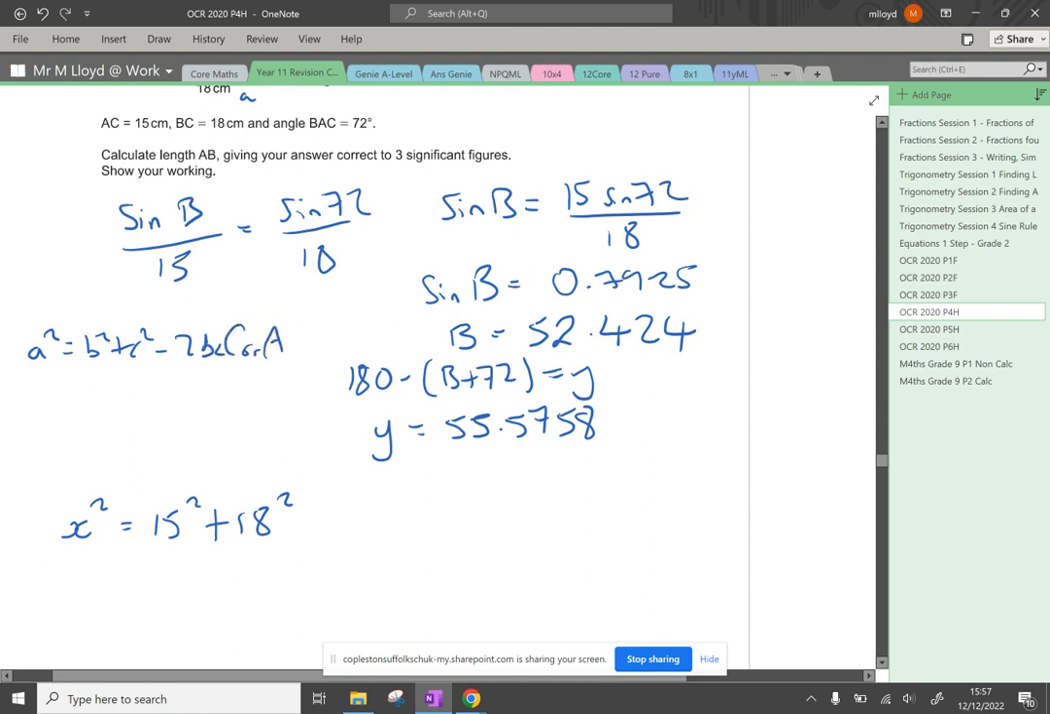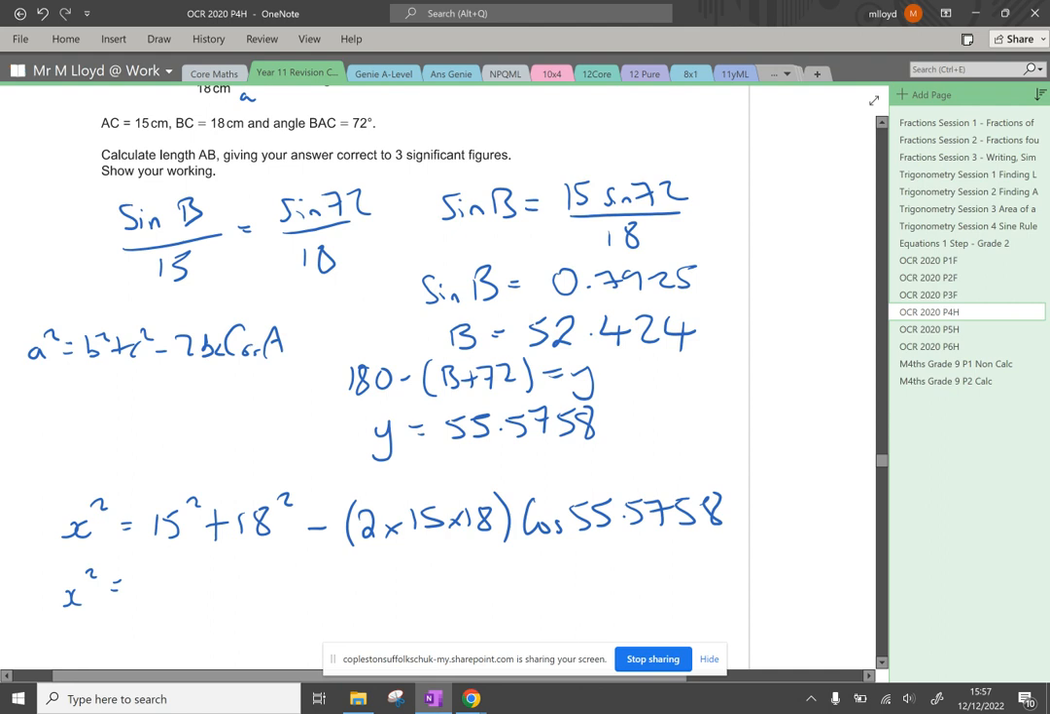But notice the patterns with this. The angle is going to be the one opposite to the length I'm trying to find, and I'm adding the squares of the two others, and then I'm taking away the multiplication of those two others with cos of the angle, 55.5758. Okay, so x squared equals, so I've got that in there.